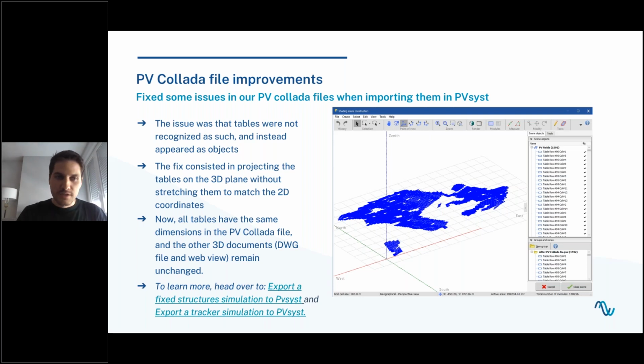The fix consisted in projecting tables on the 3D plane and stretching them to match the 2D coordinates. So we are keeping the 3D dimensions instead of the 2D dimensions. What's the problem? It is fixed. So now if you import it into PVSyst, all the structures will be recognized as tables, and it will be easier for you to perform the 3D energy analysis with this tool. We have several knowledge base articles if you would like to review how to import and export this PV Colada file from PV Design to PVSyst.